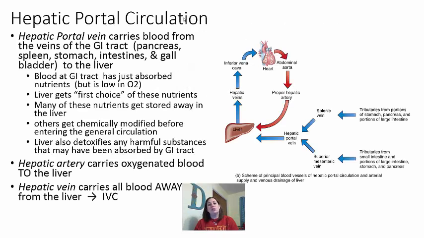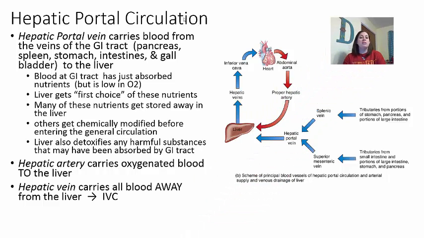So let's talk a little bit about hepatic circulation. When we look at hepatic, guys, hepatic deals with the liver. So this is going to look at hepatic portal circulation. We see that there's the hepatic portal vein. This is a vein that carries blood from the veins of the GI tract, like the pancreas, the spleen, the stomach, the intestines, and the gallbladder, and it's going to take this blood directly to the liver.